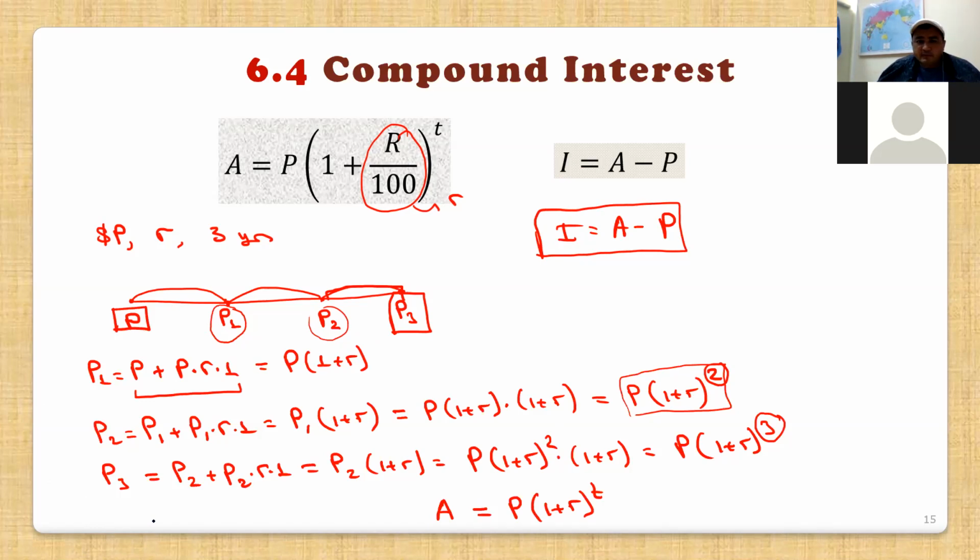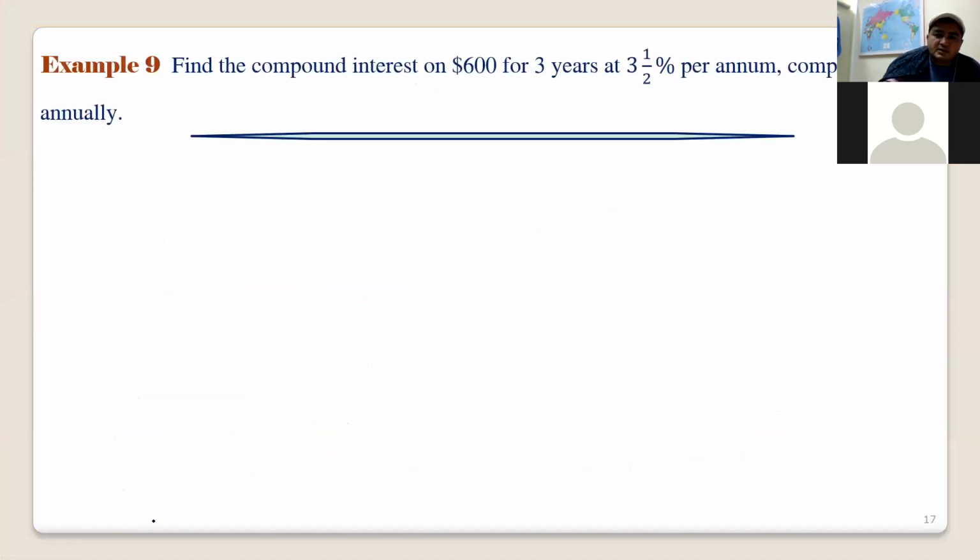Okay. So the main idea is that at the end of each time interval, the interest is compounded with your principal. That is the main point here. Let's see one example. Find the compound interest on $600 for 3 years at 3.5% per annum, compounded annually. Compounded annually means at the end of each year. So in 3 years, we have 3 different time intervals.